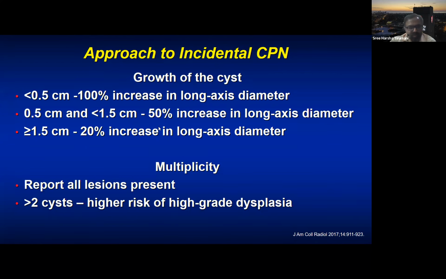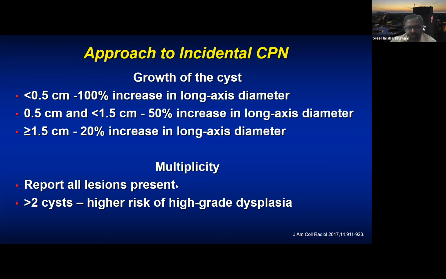Now, I've purposefully avoided using the time frame in which this growth should happen, because there is right now no agreement. So no matter how many years, if any of this percentage of growth happens, it's considered to be a growing cyst, and that will trigger some additional evaluation, either EUS or surgical consultation.